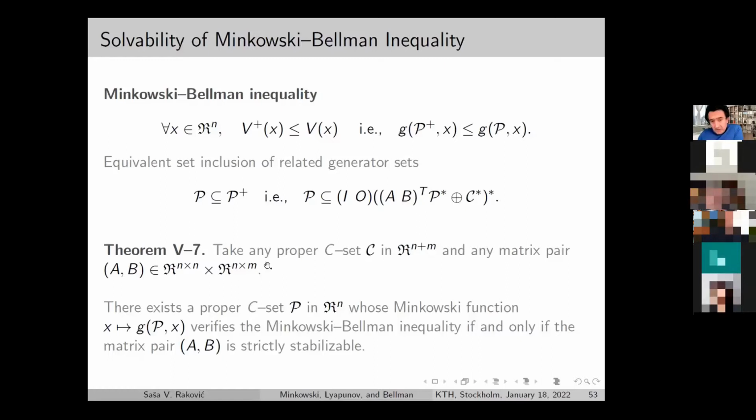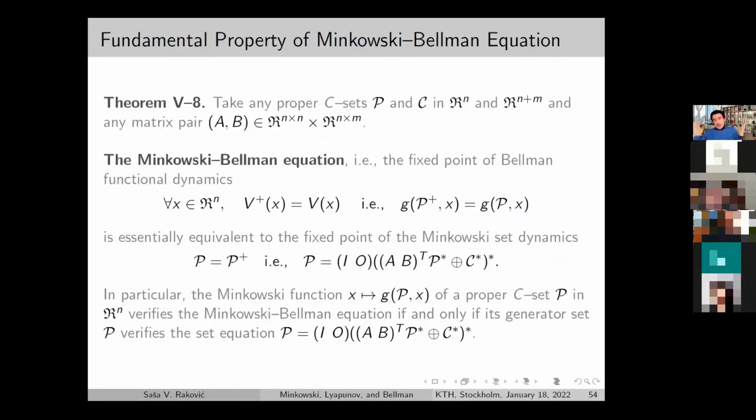Once again, I would like you to take note of the fact that I have invoked the proper C structure of the set C to avoid any unnecessary algebraic decomposition into subspaces, which diverts the attention from the conceptual aspects of this work. Okay, so now the equation, this is the most interesting. Well, it's a functional equation, which when we use explicit forms of this function converts into fixed point set equation of the Minkowski set dynamics. Okay, and we can say that Minkowski function verifies the Minkowski-Bellman equation if and only if its generator set verifies the set equation.